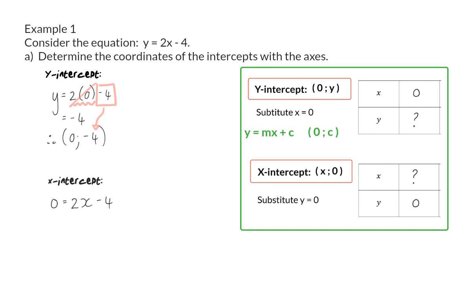And now we can make use of our knowledge of solving equations to determine the value of x. So firstly, I'm going to take the minus 4 and add it on the left, and then divide both sides by the 2 that is multiplied to x. This means that x is 2. So the coordinates of the x-intercept is 2 and 0.